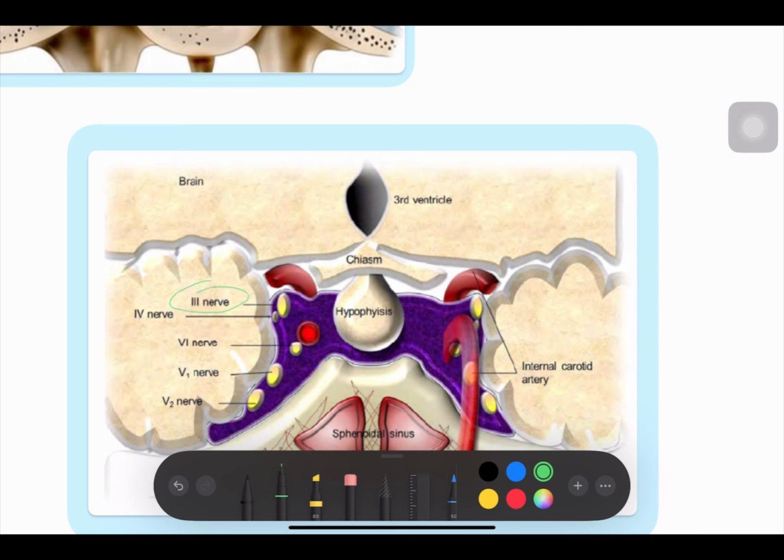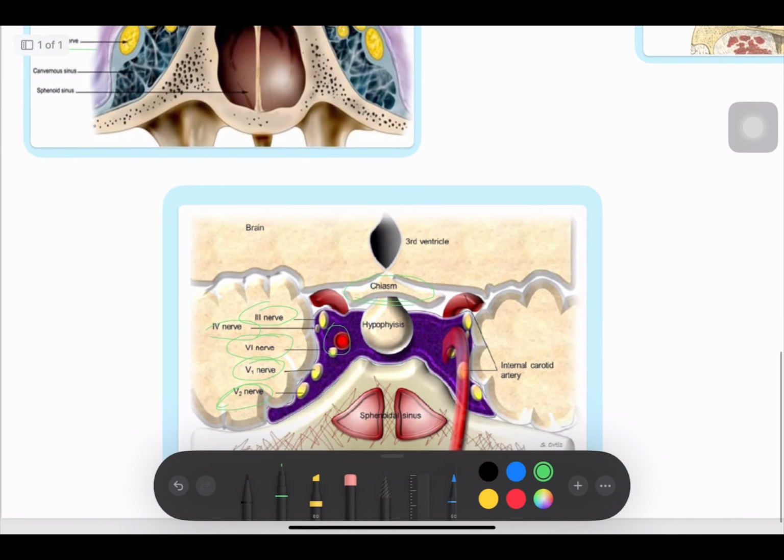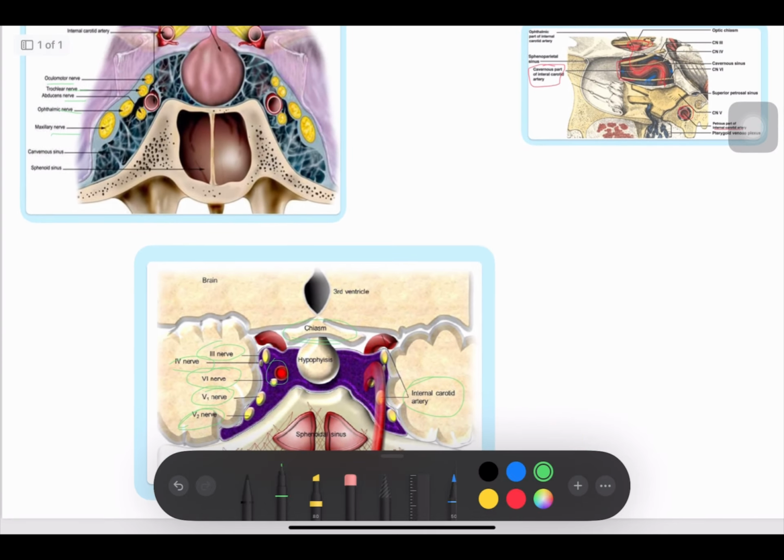This is the third nerve, fourth, sixth, and the fifth nerves. This is the optic chiasm, the superior relation. This is the carotid artery. This part is the carotid artery, which enters the cavernous sinus.